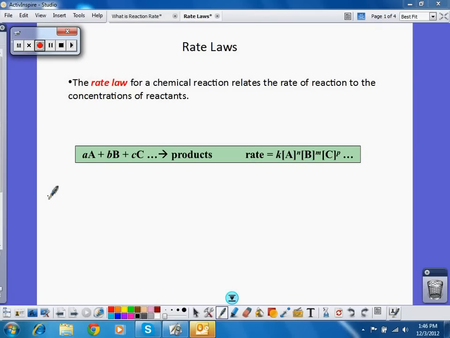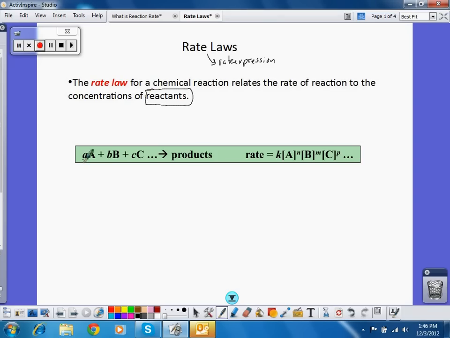Okay, so right now we're going to take a more quantitative look at the relationship between concentration and rate, or speed of a reaction. And to do that, we use something called a rate law, or sometimes known as a rate expression. So, a rate law relates the rate of reaction to the concentration of reactants. So the first key about a rate law is we're only ever looking at reactants.